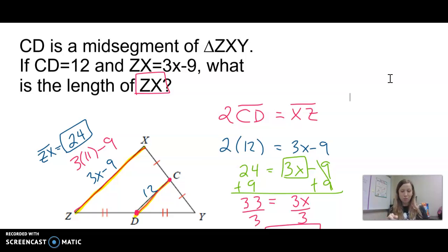Now, could I have gotten that from the beginning? Yes. If I knew this was 12, all I had to do was double it to get 24. Remember, the mid-segment is half the length of the side it is parallel to.